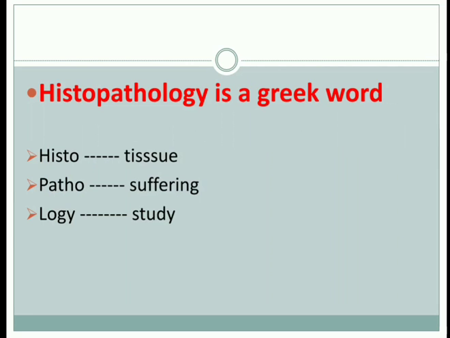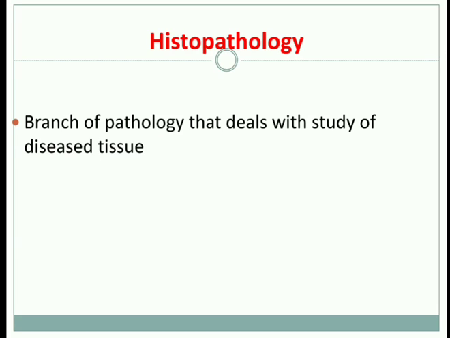Histopathology is a Greek word which is the sum of three words. They are histo, patho and logy, where histo refers to tissue, patho to suffering and logy to study. So, a branch of pathology that deals with the study of diseased tissue is termed histopathology.